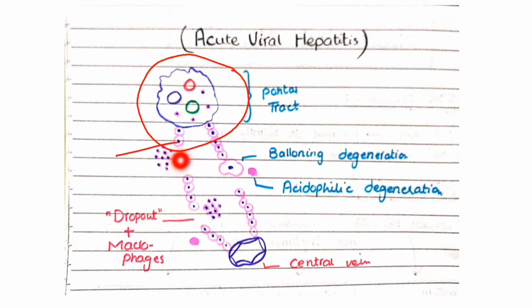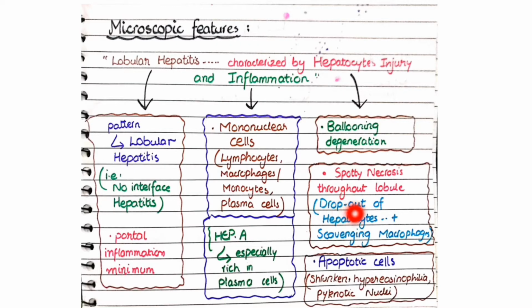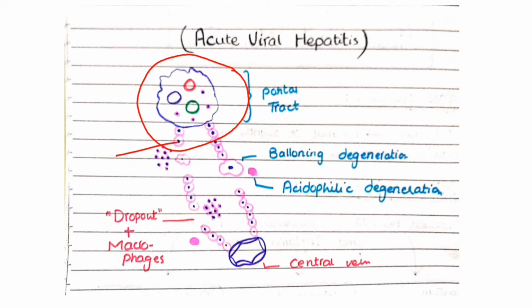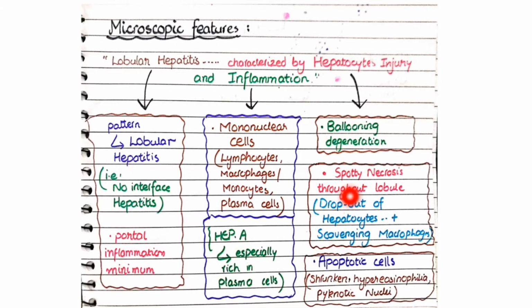Here again there are no hepatocytes in this chain, so it is an area of dropout. You see necrosis as dropout of hepatocytes, and along with the dropout of hepatocytes there are scavenging macrophages. When there has been necrosis, necrotic debris occurs as a result, and the macrophages come here and try to phagocytose the necrotic material. So you see scavenging macrophages at the areas of dropout necrosis. These are macrophages here, at the areas of dropout. So necrosis is visible as dropout of hepatocytes along with scavenging macrophages.